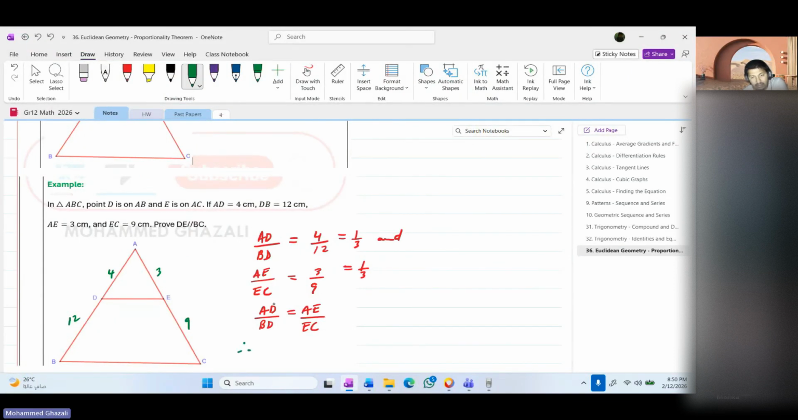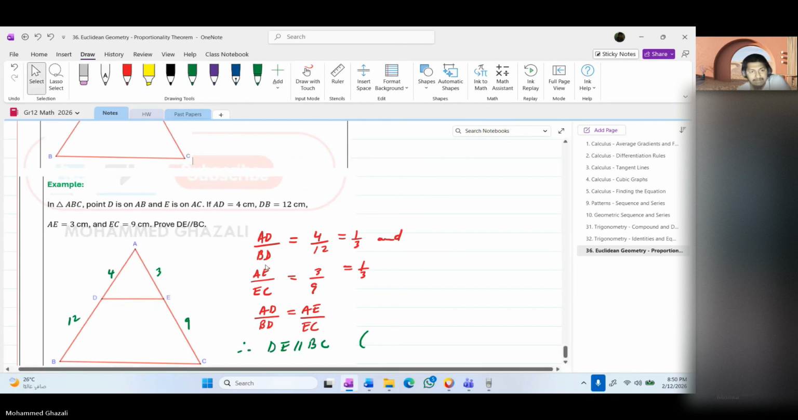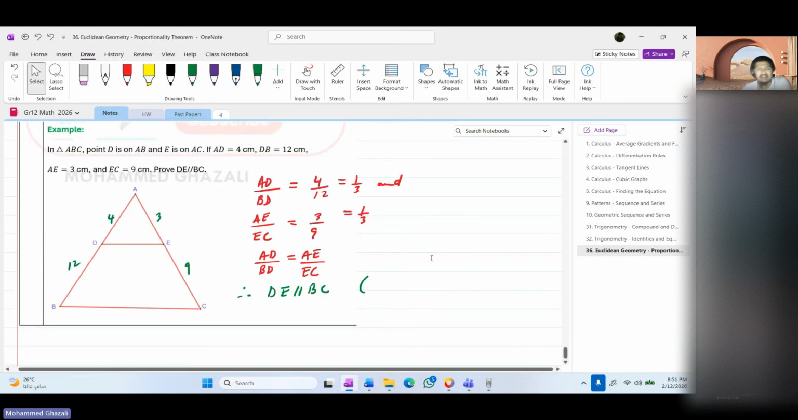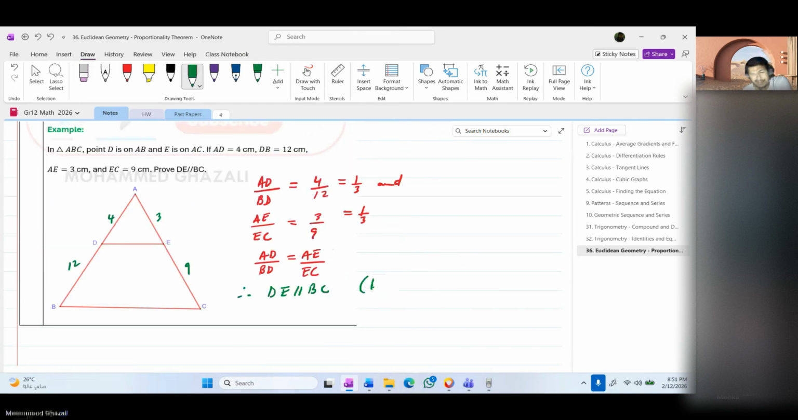Now you can say, therefore, because the line divides the sides of the triangle in proportion, DE is parallel to BC. You have to say line divides. Don't just write sides of triangle in proportion. Write it properly, okay? Line divides sides of triangle in proportion. Right, guys?